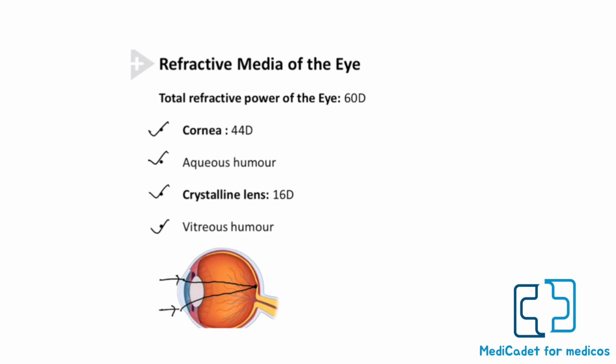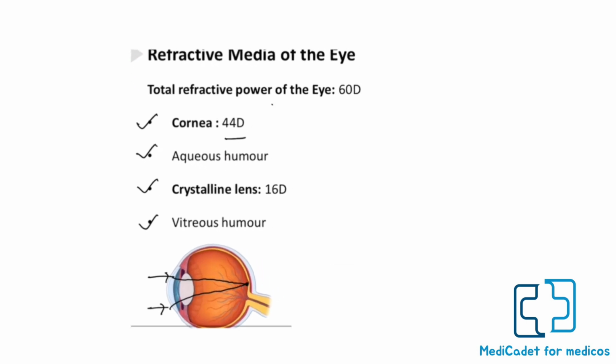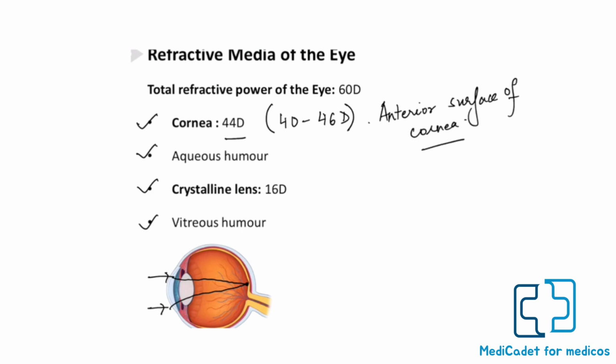So this ability to bend the light rays is actually the refractive power. The power of the cornea is 44 diopters on an average. Now 44 diopters is the average; the range you can say is something between say 40 to 46 diopters. Right? So the maximum bending is happening at the anterior surface of the cornea. So the cornea has the maximum refractive power and the maximum refraction or the maximum bending of the light rays.